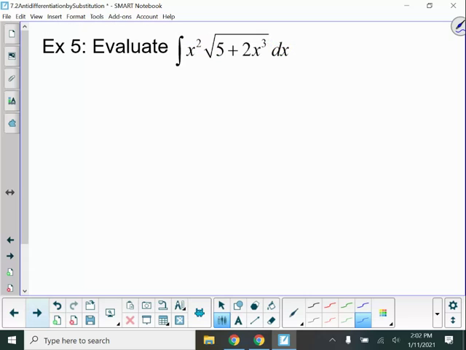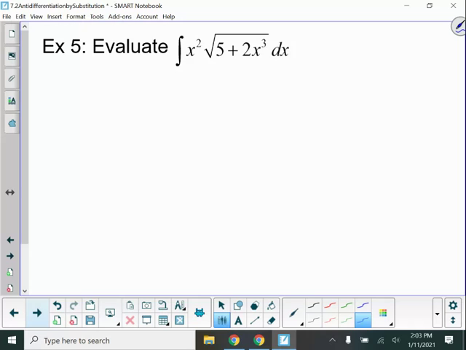The last one we're going to do in this particular video is example 5. This is another u substitution that we're going to go through and do. There are more examples in this section, but I'm going to hold off and do those in the second video just so these aren't quite as long.